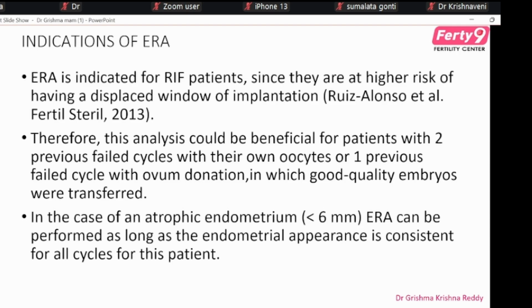ERA is indicated for RIF patients since they are at a higher risk of having a displaced WI. Therefore, this analysis could be beneficial for patients with two previous good quality embryos, and also where euploid embryos we have ruled out. In the case of an atrophic endometrium less than 6 mm, ERA can be performed as long as the endometrial appearance is consistent for all cycles for this patient.